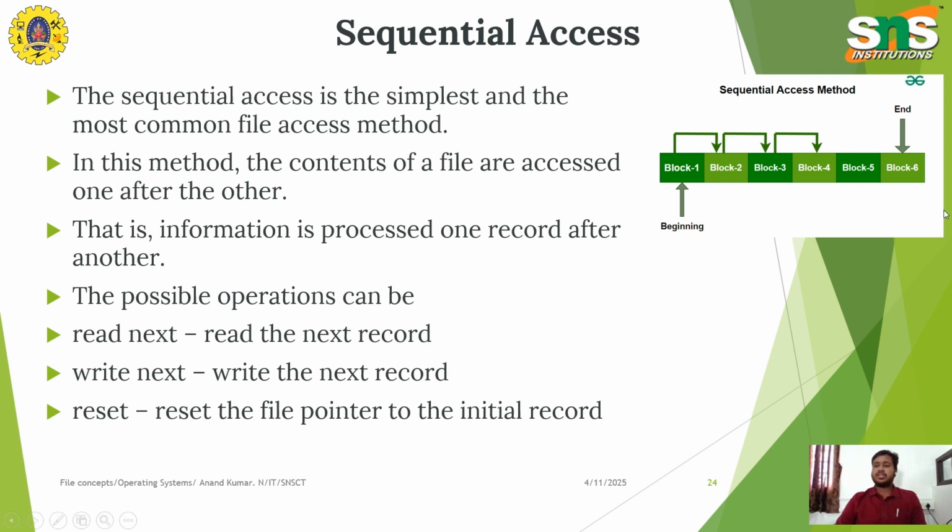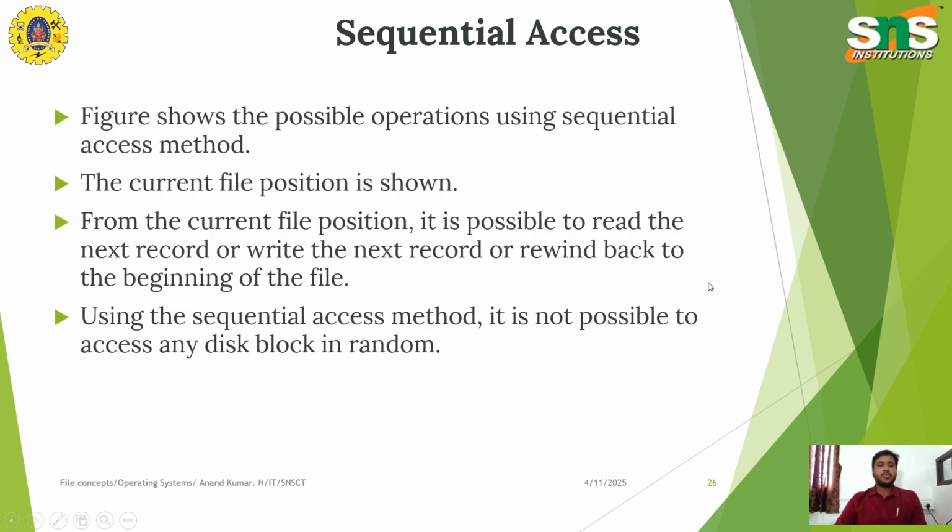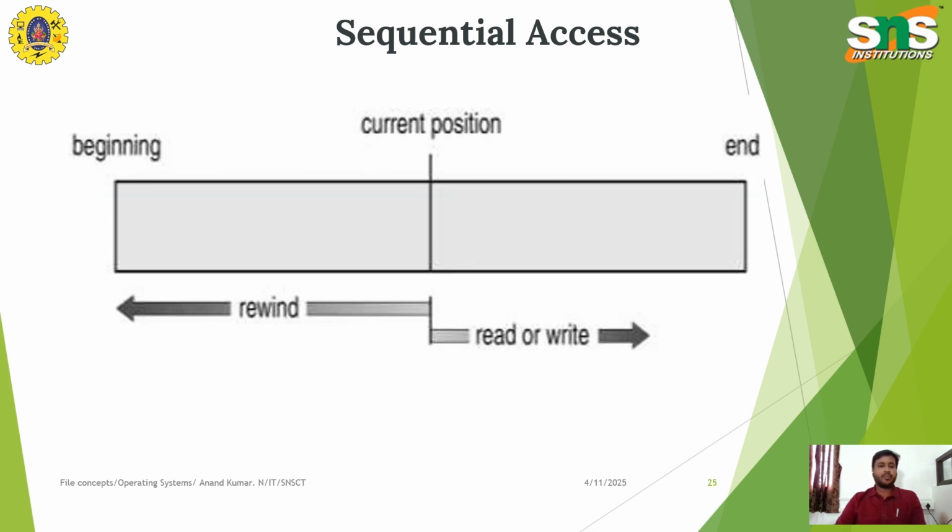After block 6 has been reached, the pointer will be reset. So this is the beginning position. This is the ending position. And suppose the pointer is here in the central position, this is what we refer to as the current position. If you want to go to the beginning section, we'll be rewinding it. And if we want to go to the ending section, we'll be reading or writing to the end. So the figure shows the possible operations of the sequential access method, and the current file position, as I told you in the beginning, current position and the end position.